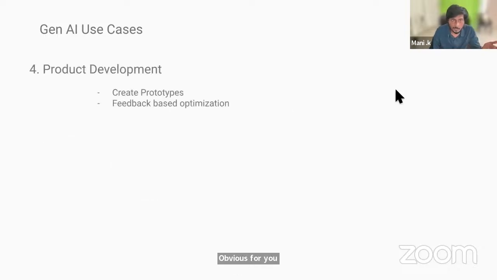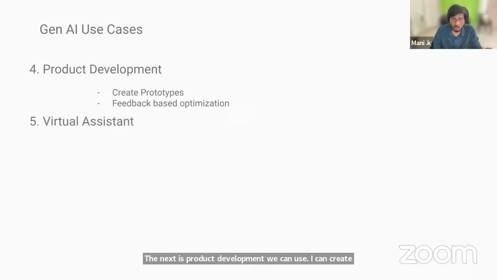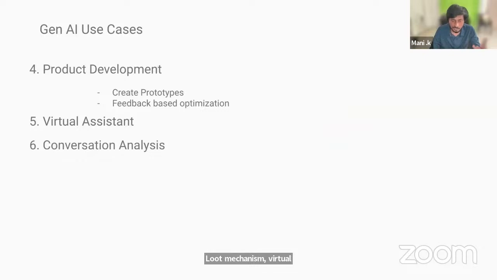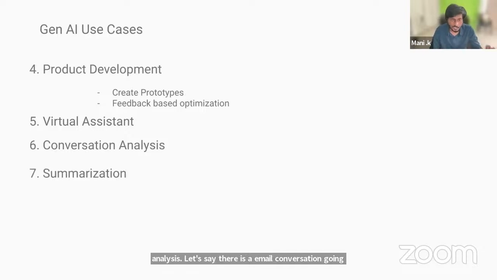Next, we can use it for product development. I can create prototypes using Gen AI. I can create feedback loop mechanisms, virtual assistants, conversation analysis. Let's say there is an email conversation going on between your boss and you, or a 10 to 15 email chain. I can have a conversation analysis, a summary of a certain textbook, a summary of a research paper, a summary of a lot of LinkedIn articles. Many things can be taken.